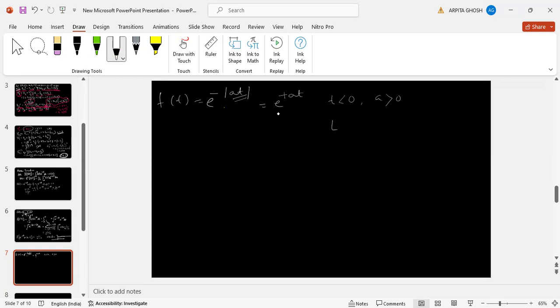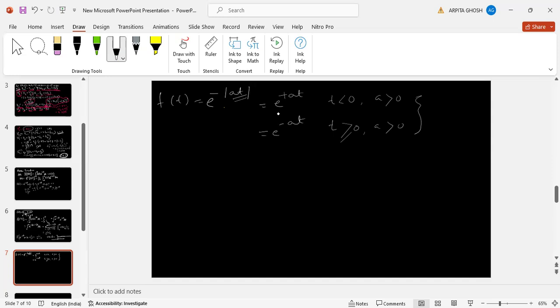And if t is greater than or equal to 0, a is positive, t greater than 0 means mod t is equal to plus t. So this will be e to the power minus at. So now the function is e to the power plus at when t is less than 0. A is always positive. For negative values of t, the function is e to the power at. For non-negative values of t, or positive values of t, the function is e to the power minus at.